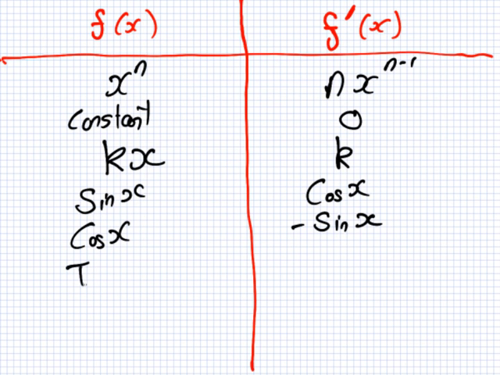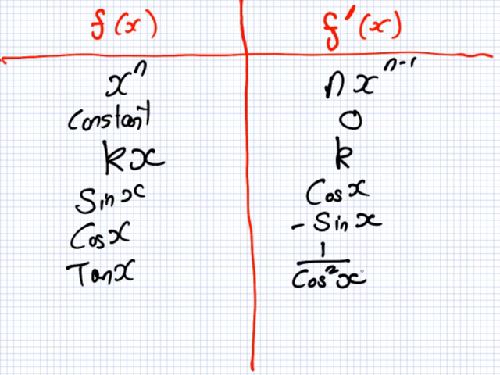Now, does anyone know what the derivative of tan x will be? It's something. We're all agreed it's something. Do we know what this something is? It's not sine and it's not cos. We haven't done that name yet, secant, but we call it 1 over cos squared x.